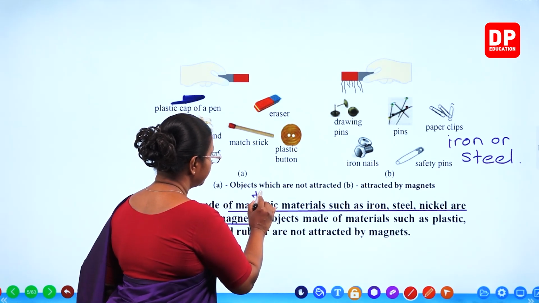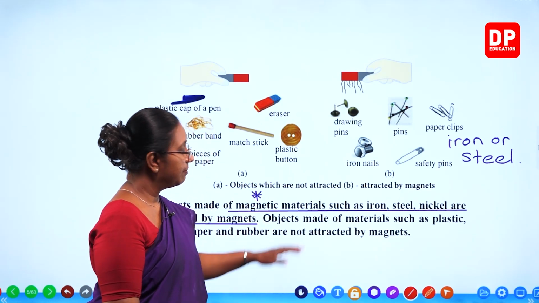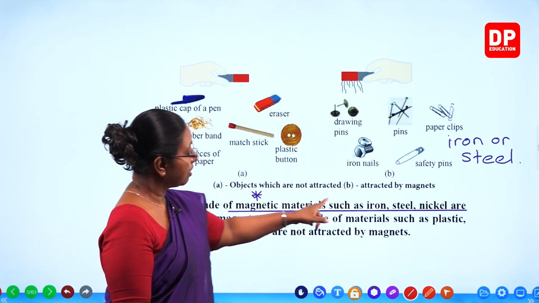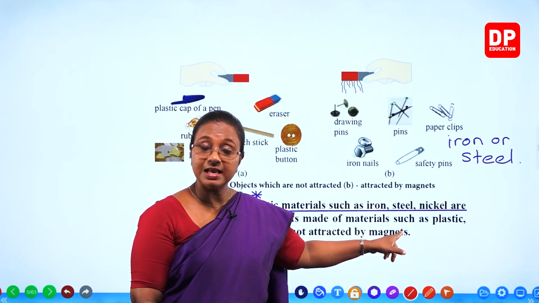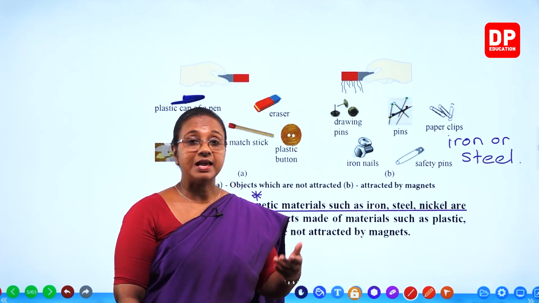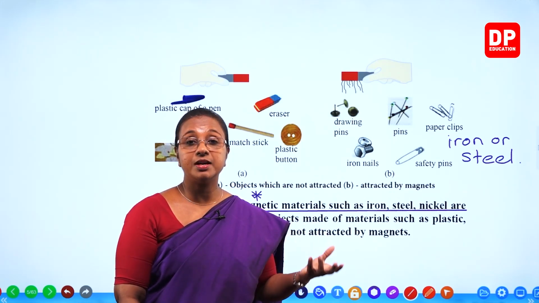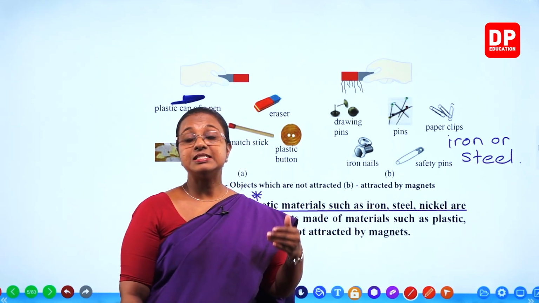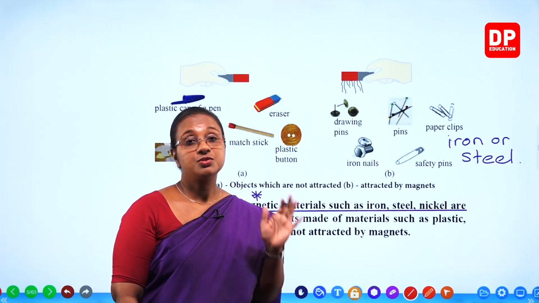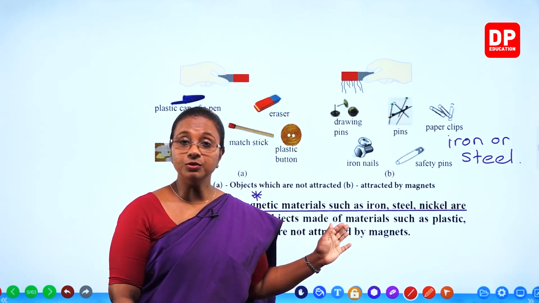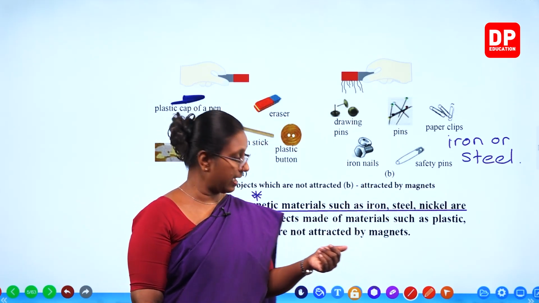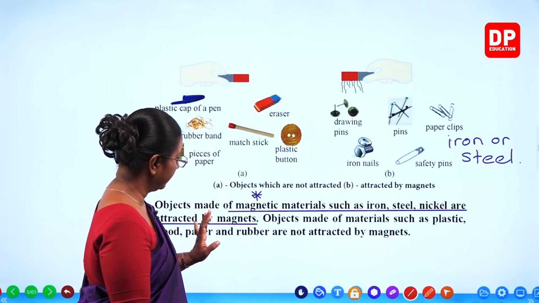So you can use this term, magnetic materials. Materials that get attracted to magnets. So steel, iron. Now you all know iron is an element. Steel is an alloy of iron. Iron with carbon, nickel, chromium, like that, different combinations, different compositions. So steel is the alloy of iron in different compositions. So because of that, they also get attracted to magnets. Then nickel again is another metal that gets attracted to magnets. So these are magnetic materials.